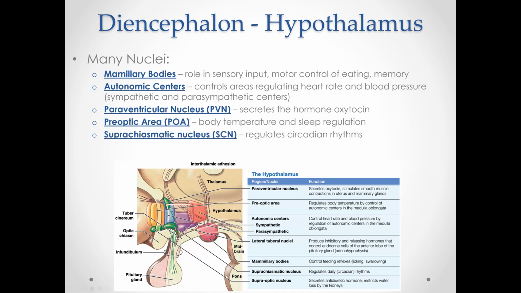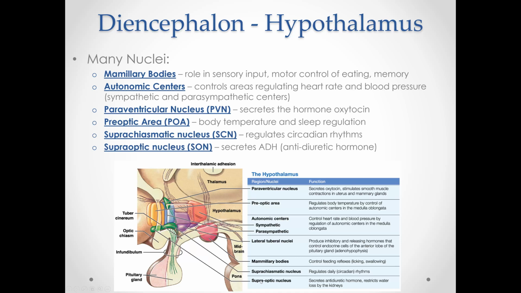Then there's also the suprachiasmatic nucleus shown in green at the bottom here, and we mentioned this one a little bit earlier. This one regulates circadian rhythms, so it gets light input from your eyes, and it takes that light and helps to regulate the circadian rhythms within the body.